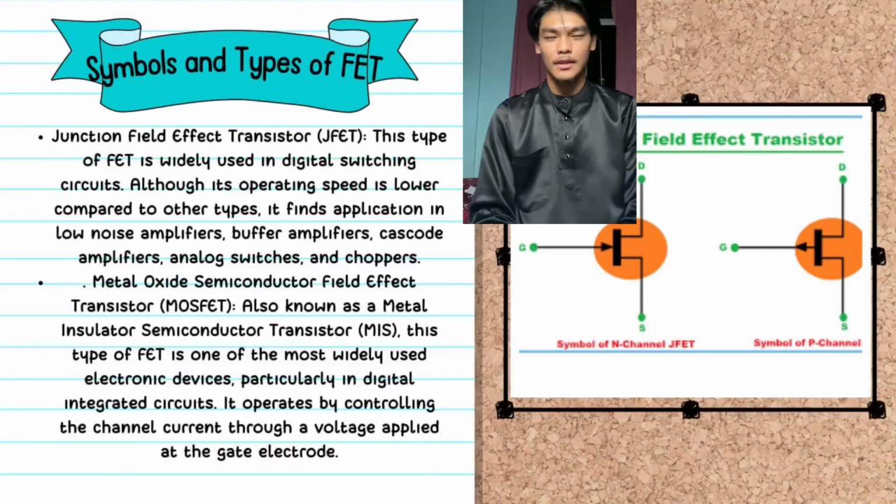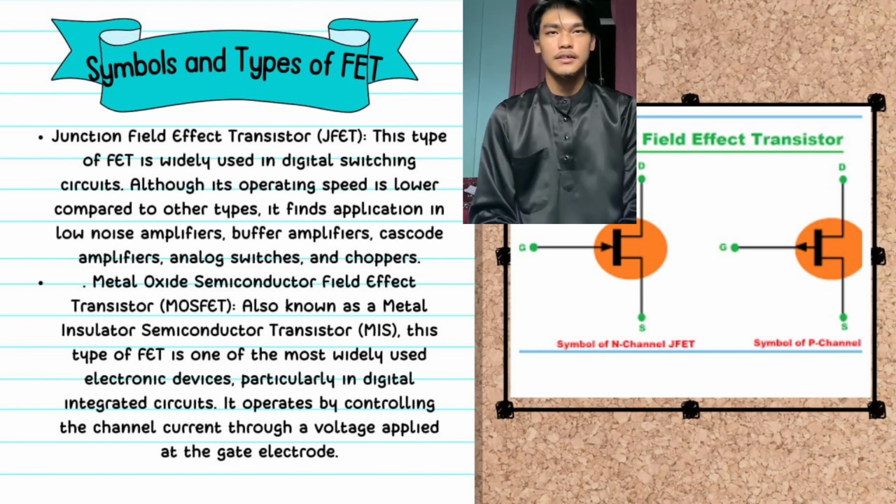Now, let's move to the next chapter, which is symbol and types of FET. First is the junction field effect transistor, JFET. This type of FET is widely used in digital switching circuits, although its operating speed is lower compared to the other types. It finds application in low noise amplifiers, buffer amplifiers, cascade amplifiers, analog switches, and choppers.